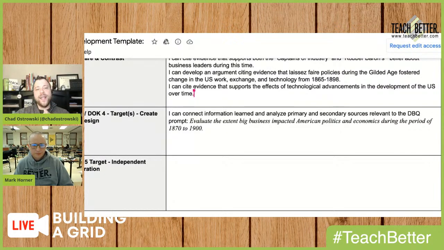Okay. So I can connect information learned and analyzed, primary and secondary sources relevant to the DBQ, evaluate the extent big business impacted American politics and economics during the period of 1870 to 1900. I actually really like the evaluation piece of this. Having the students evaluate it while analyzing and citing that evidence, I think that's going to bump this up to that DOK level 4.